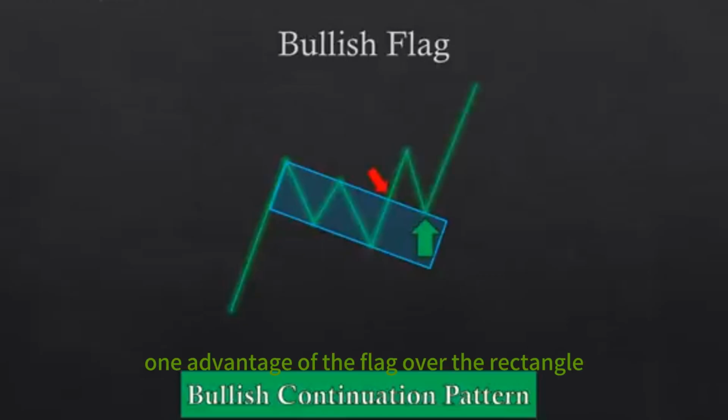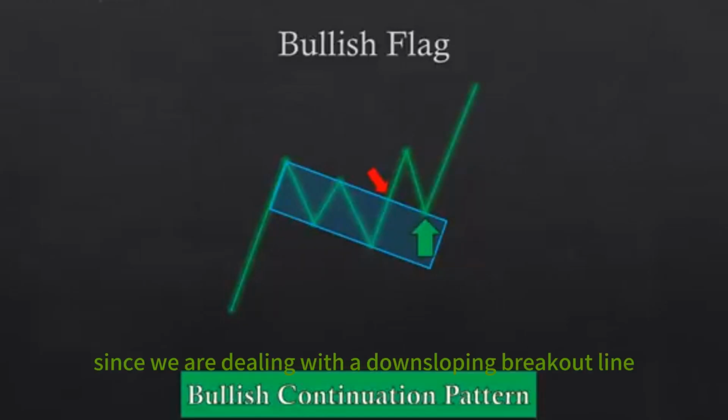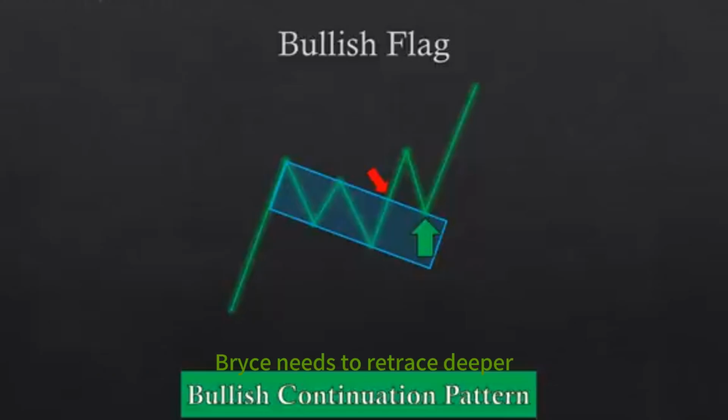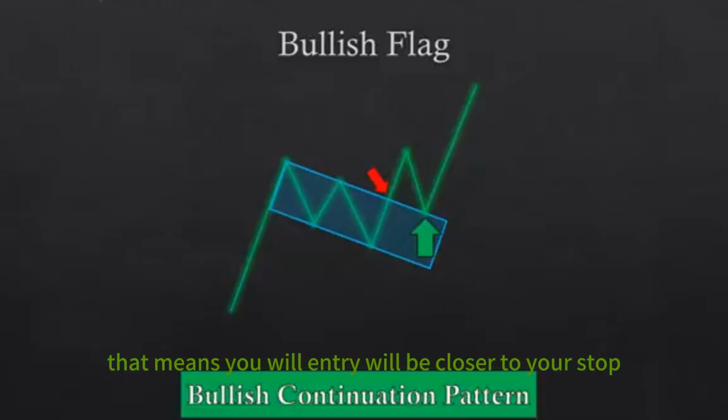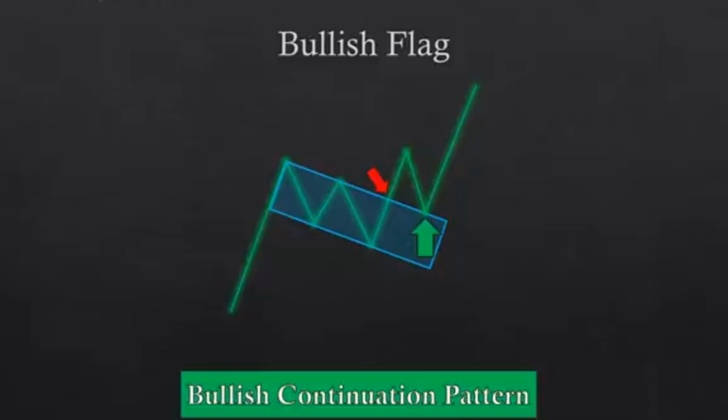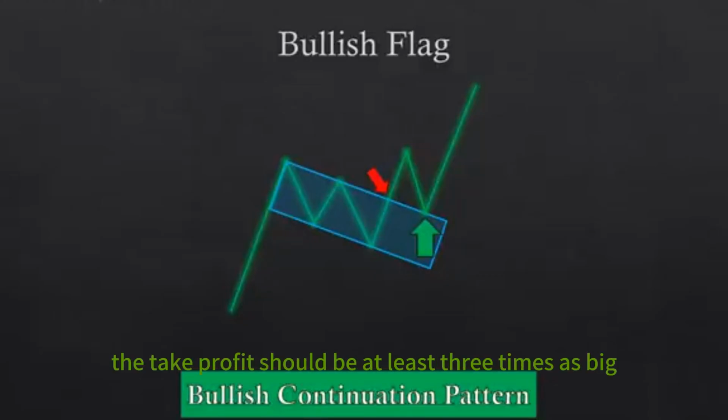One advantage of the flag over the rectangle is that since we are dealing with a downsloping breakout line, price needs to retrace deeper in order to signal a trade. That means your entry will be closer to your stop, and therefore, you'll take less risk. Stop loss should be below the lowest low in the flag. The take profit should be at least 3 times as big as the stop.